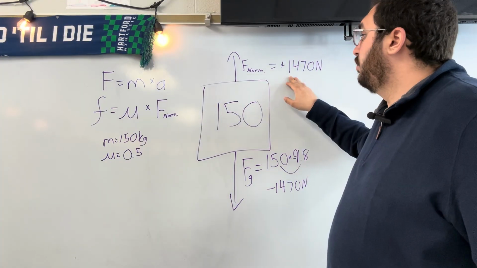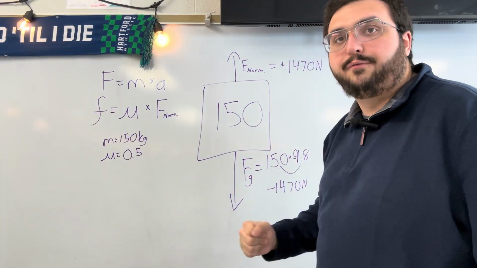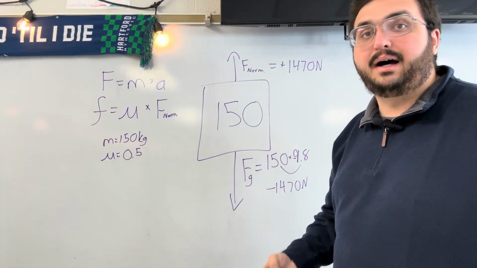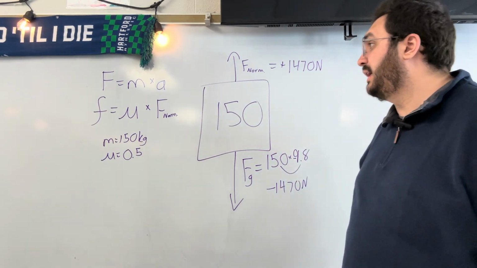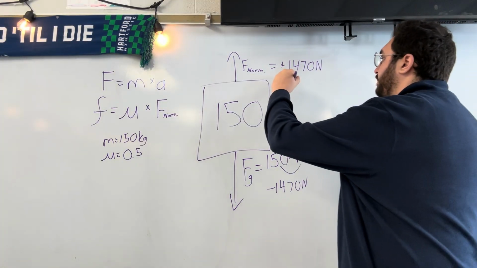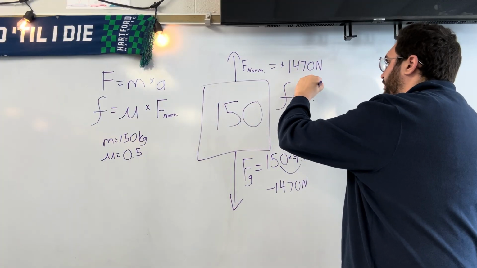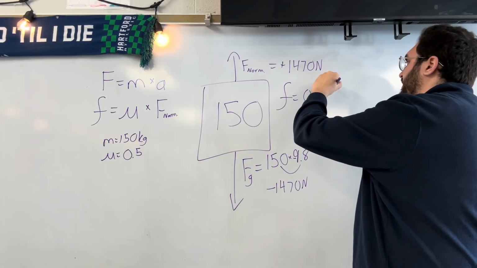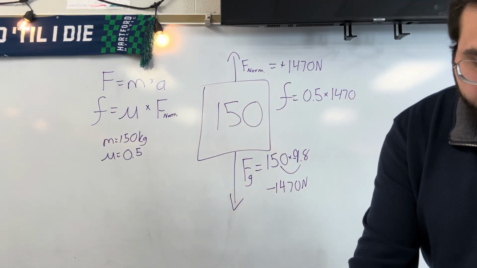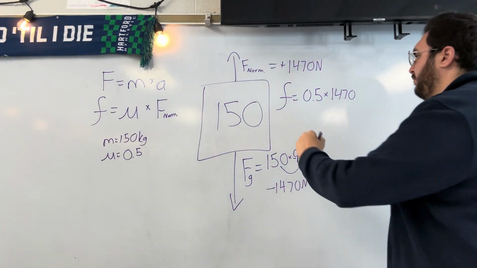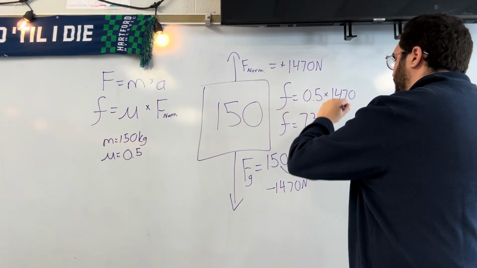So, now that I have normal force and I have coefficient of friction, I have enough information to plug in and solve for my force of friction. This would be part A on this problem. Part A asks, what would the force of friction be if you tried to push the couch? So, let's figure out that number. Force of friction is equal to coefficient of friction, 0.5, times normal force, 1470. When I do that out, I get that my force of friction is equal to 735 newtons.